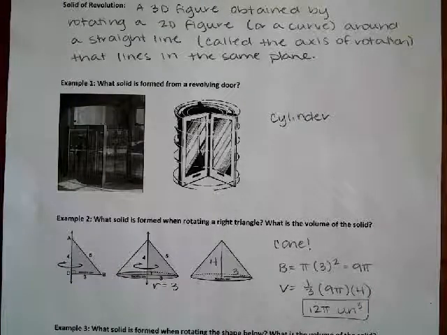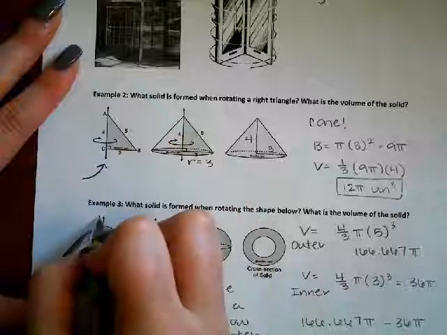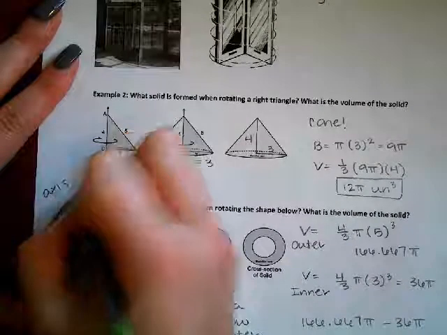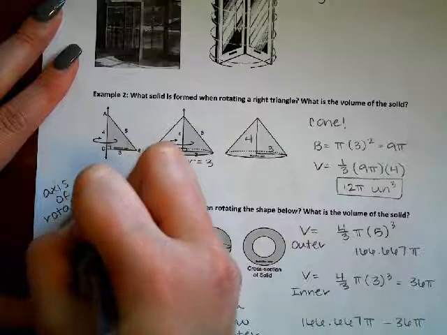One last thing I want you to do to your notes. I want you to label this and this as the axis of rotation, so you know what that is. All right, axis of rotation. And now you're done.